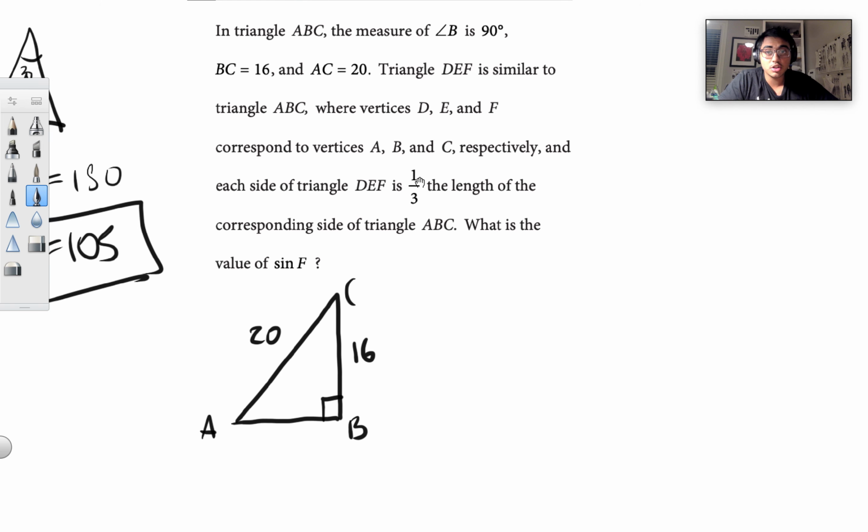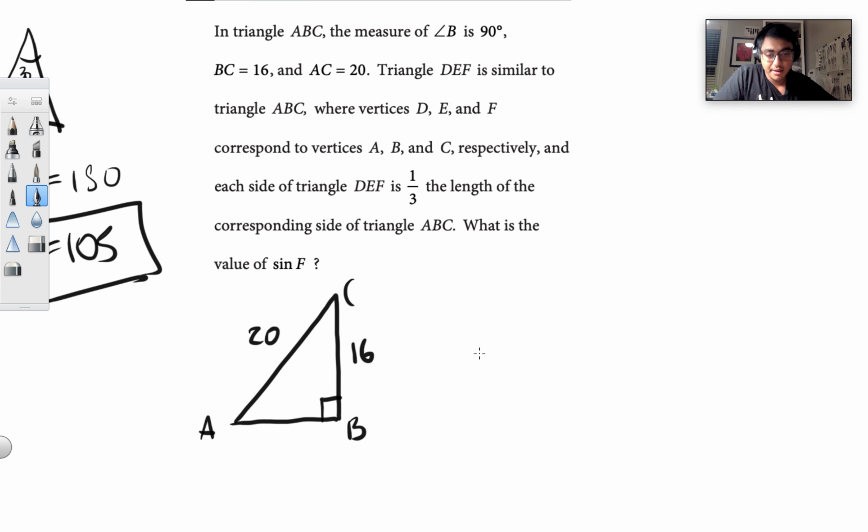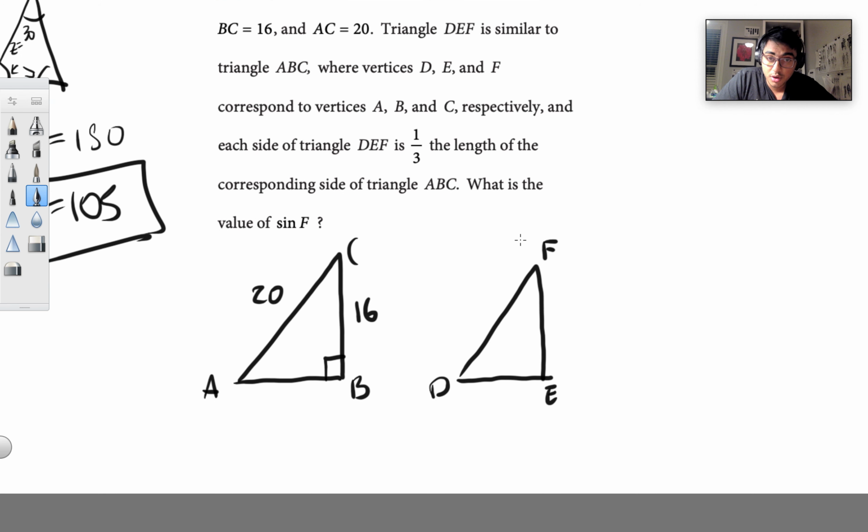Now we have a similar triangle DEF. So if it's similar, what I do is just draw the same triangle, either slightly bigger or slightly smaller, just to show that they're the same shape but different sizes. And they correspond to the vertices A, B, and C respectively. So A, B, C, D, E, F. And each side of triangle DEF is 1/3 the length of a corresponding side of triangle ABC. What is the value of sine F?